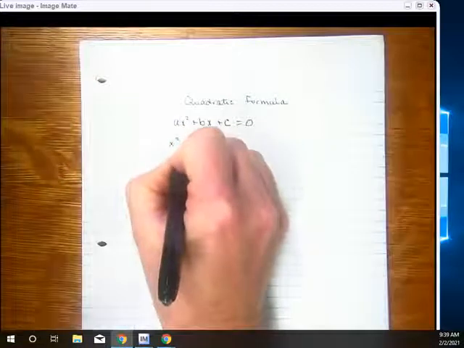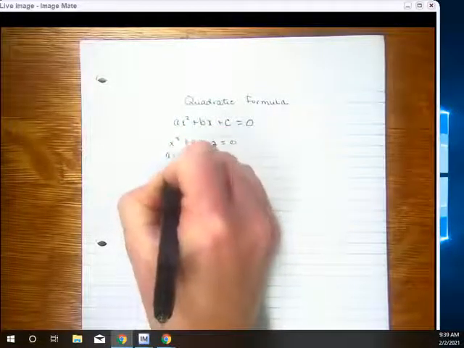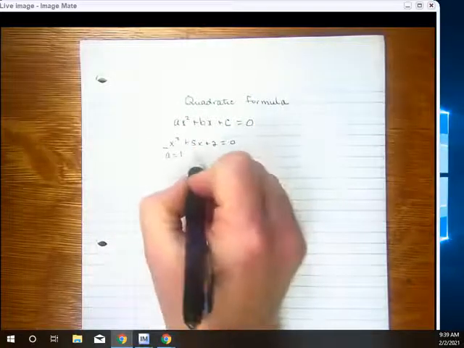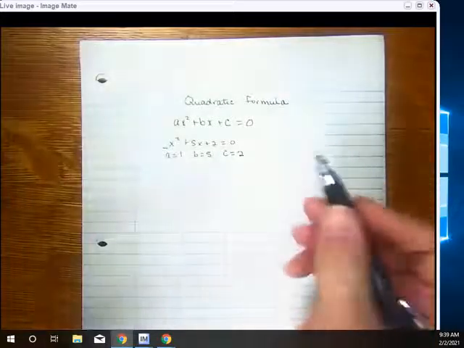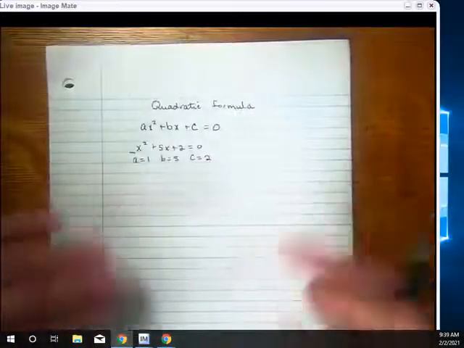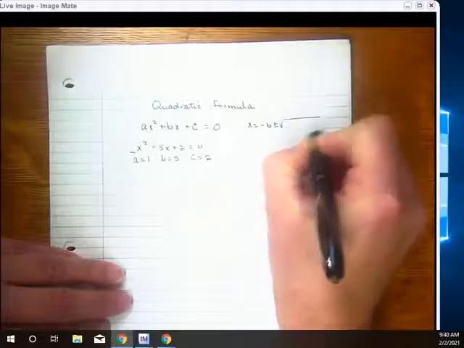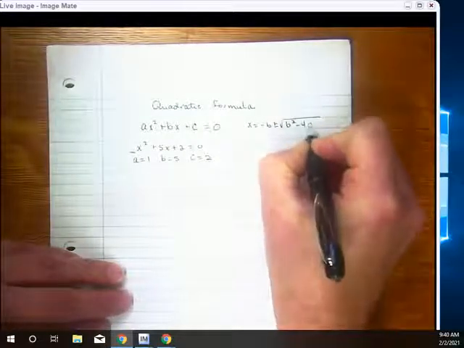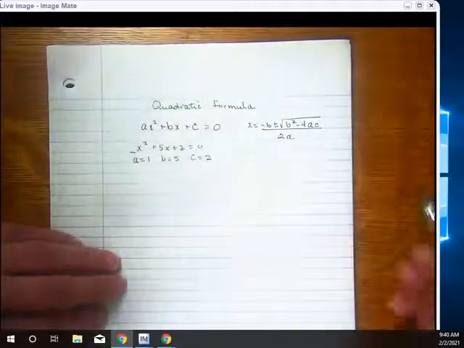Looking at our first example, x squared plus 5x plus 2 equals 0. A is 1, the coefficient of x squared. B is 5. C is 2. And the quadratic formula, there are several different little mnemonics on how to have it memorized. x equals the opposite of b plus or minus the square root of b squared minus 4ac, all over 2a. And this needs to be memorized.